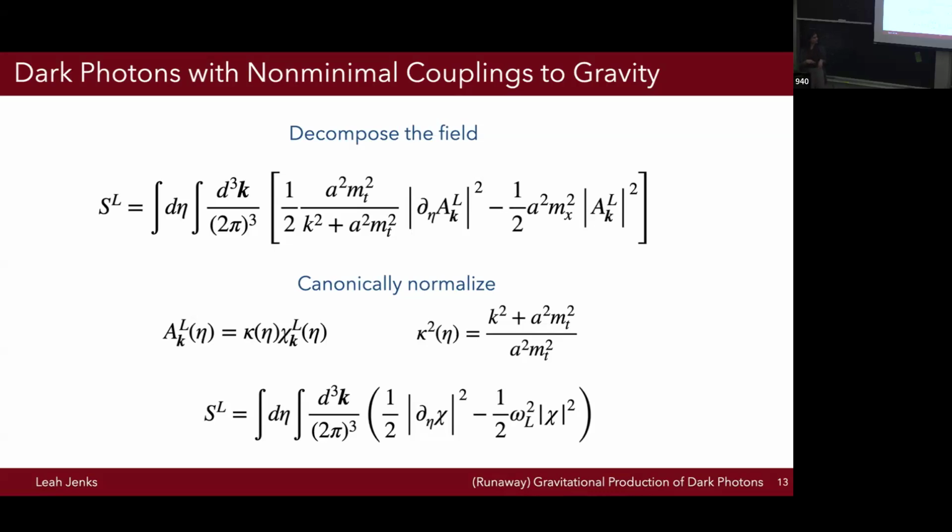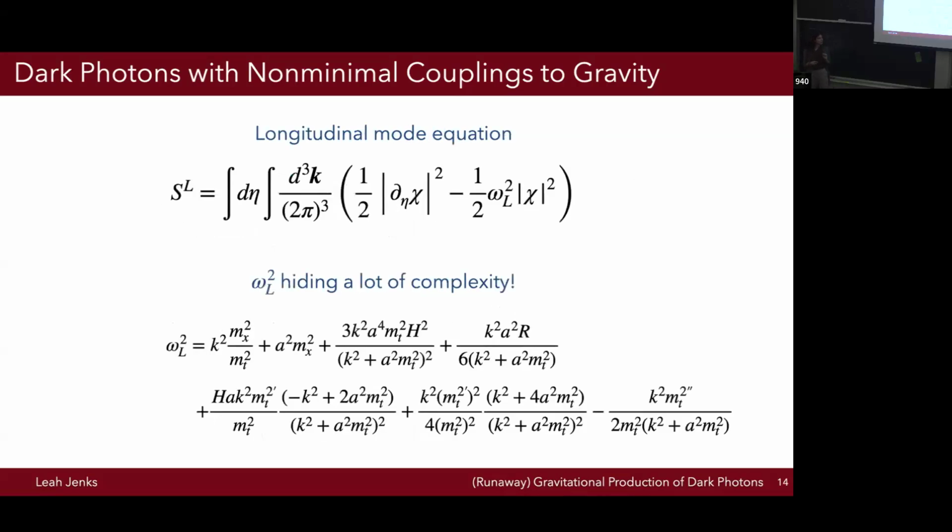Okay, so we get this nice looking expression for the longitudinal modes, but this is actually hiding a lot of complexity. Within this very nice looking equation, this omega squared has a bit of a nasty looking dispersion relation, where this is now a function of R, H, and their derivatives and second derivatives.